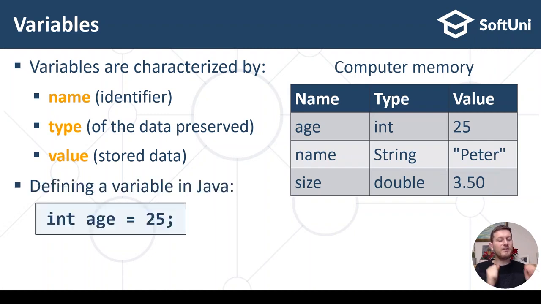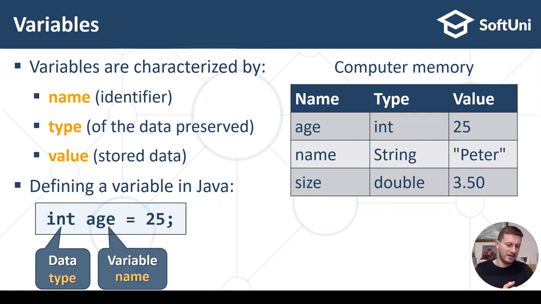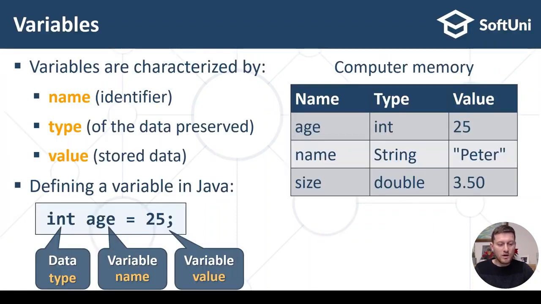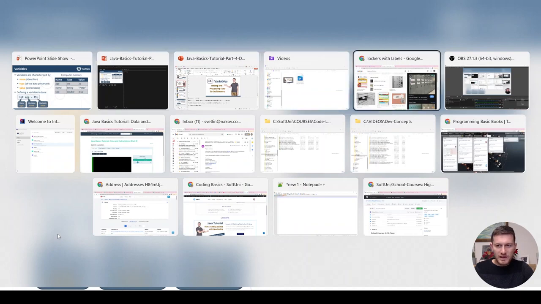So defining a variable in Java usually comes together with initialization, and it consists of this. We declare the data type, then the variable name, and then we assign a value. So before going further, let's look how this works in the practice.